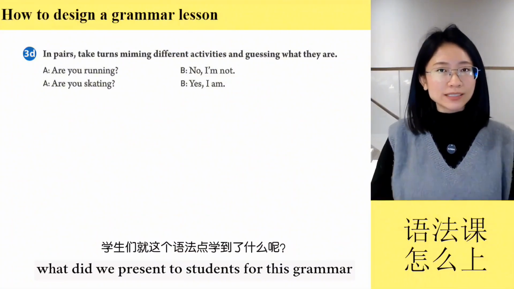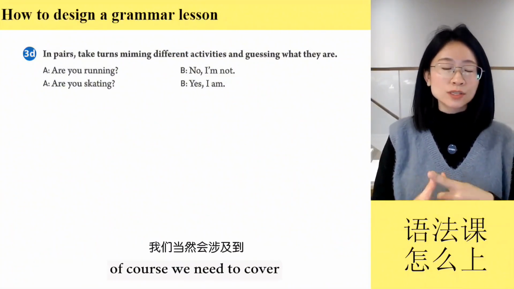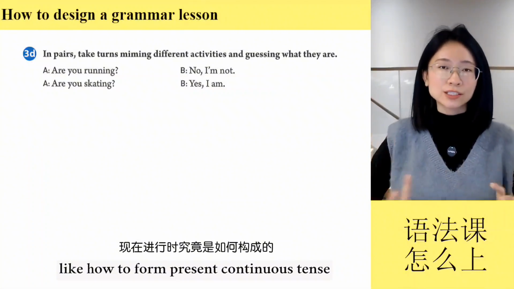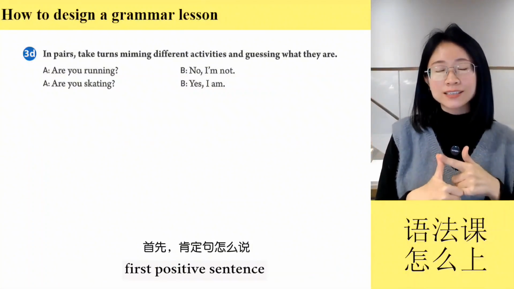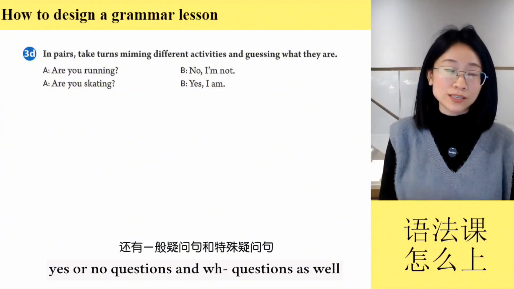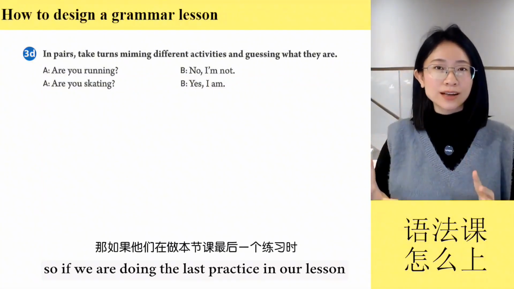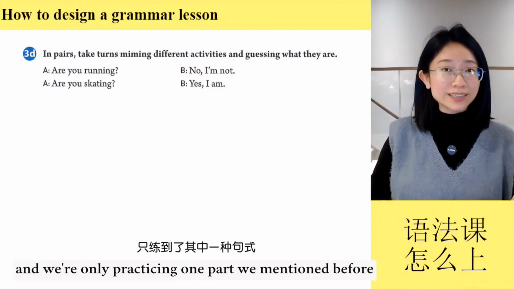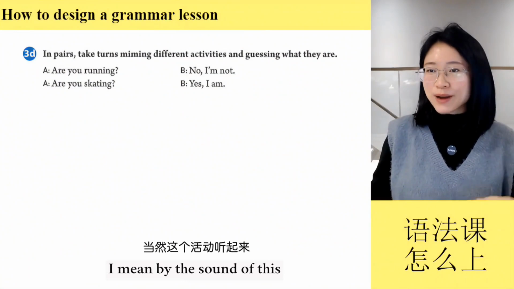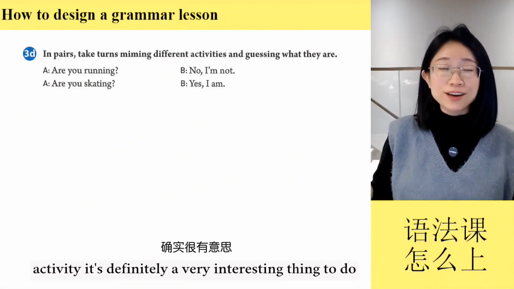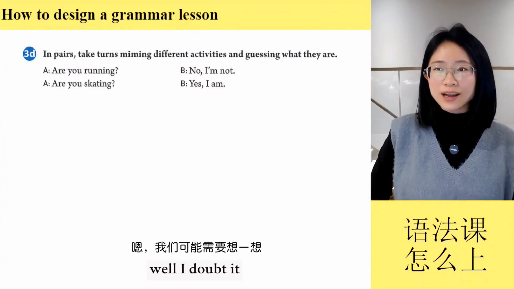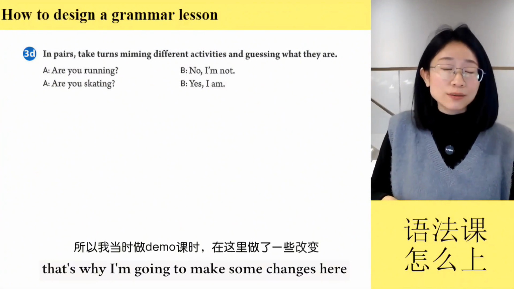What did we present to students for this grammar? Of course, we need to cover different sentence structures, right? Like how to form present continuous tense. First, positive sentence and negative sentence. Of course, yes or no questions and WH questions as well. So if we're doing the last practice in our lesson and we're only practicing one part we mentioned before, then what is the point? By the sound of this activity, it's definitely a very interesting thing to do, but is that really effective? Well, I doubt it. That's why I'm going to make some changes here.